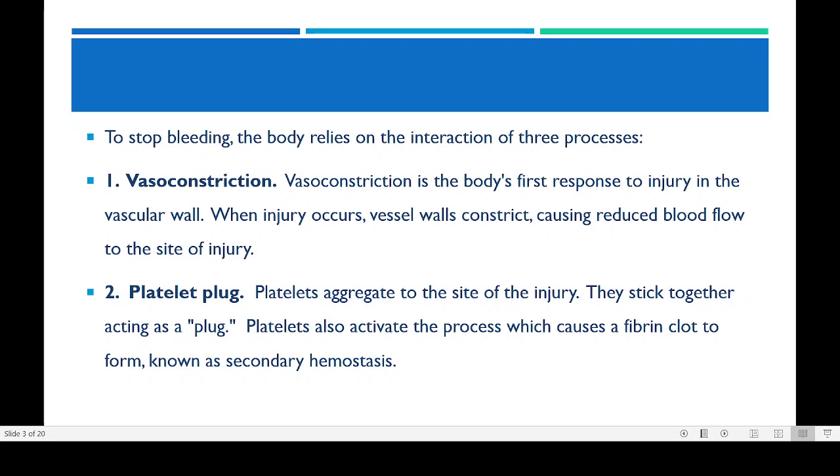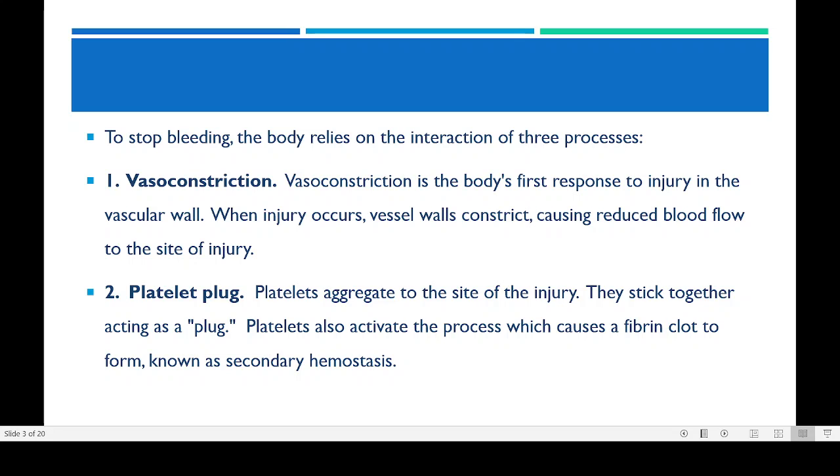So the platelet plug can also block the site of injury, so that less blood will be moving out of the body. Platelets also activate the process which causes the fibrin clot to form, known as secondary hemostasis. That is, platelets have another function. What is the basic process taking place in blood clotting? Conversion of fibrinogen into fibrin. That is the basic thing. In any blood clotting, fibrinogen will be converted into fibrin. Fibrin is in the form of a net, and in that net, blood cells and platelets can be trapped. So that is how blood clotting normally takes place.